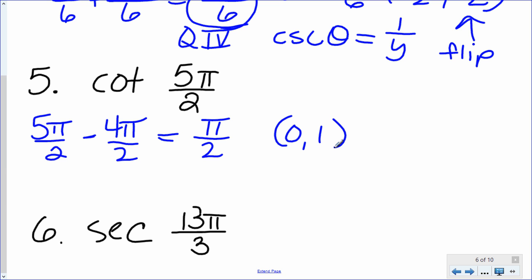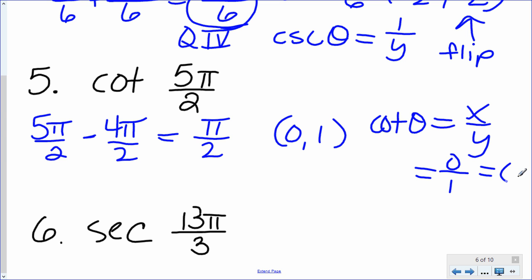Okay. So, to find cotangent, remember, cotangent theta is x over y, okay? So if I put x over y, that'll be 0 over 1, which is equal to 0, okay? So cotangent of 5 pi over 2 is equal to 0.